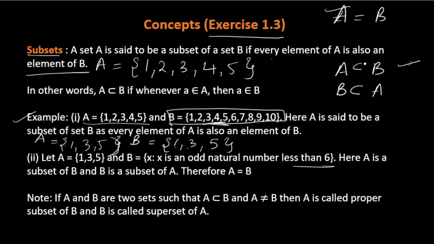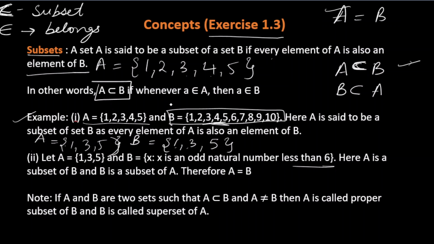You can see I am writing one symbol like this. This symbol is the symbol of subset. And in exercise 1, we have learnt this other symbol, which means belongs to. So this is subset and this is belongs to. I have written here that A is a subset of B. Whenever small a belongs to capital A, then small a will also belong to capital B.